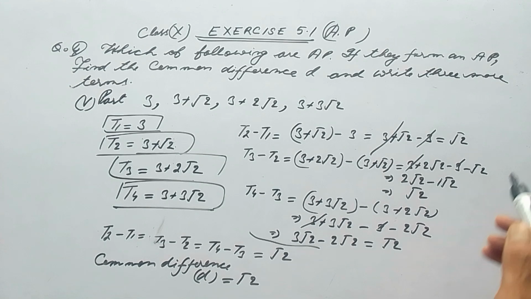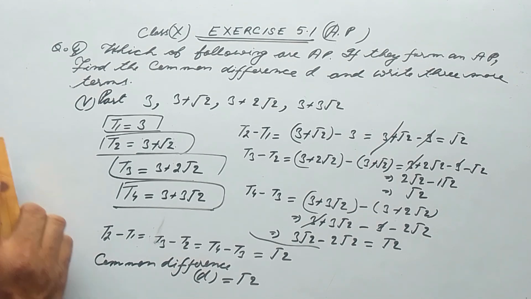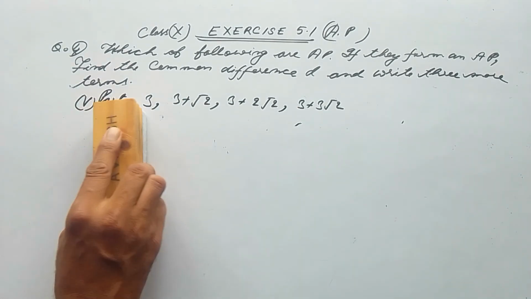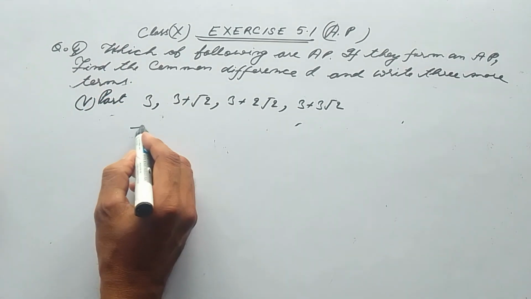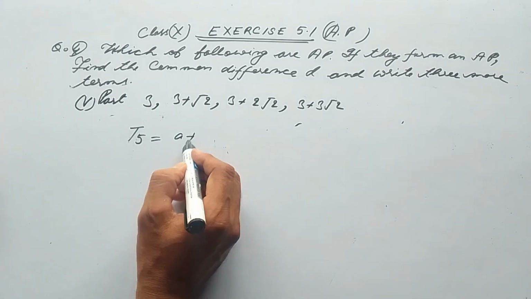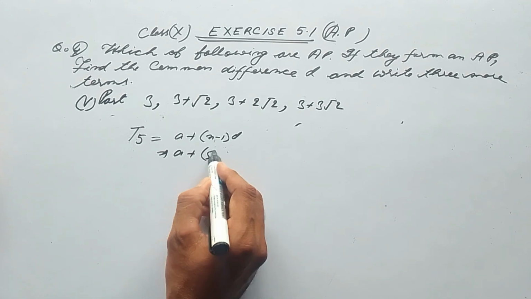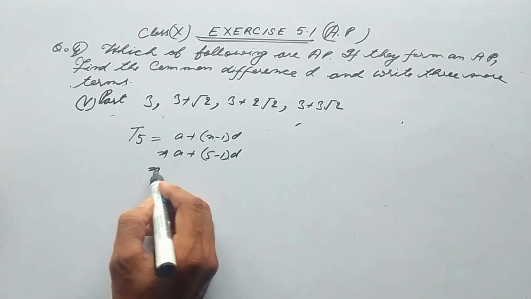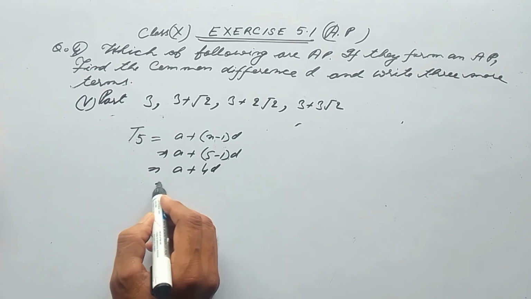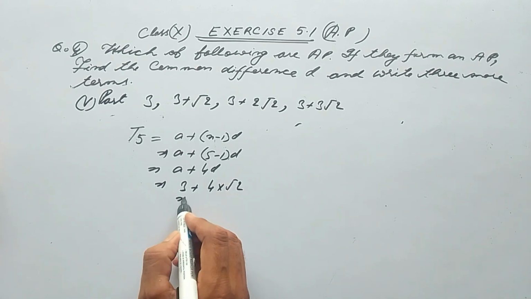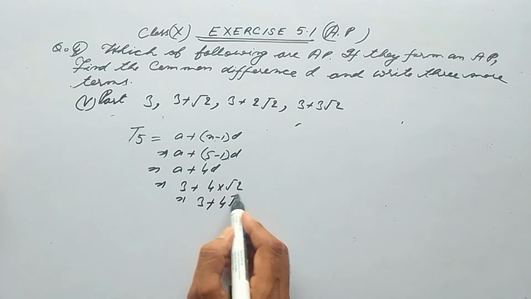Now T5 we have T5 equal to A plus n minus 1 D, A plus 5 minus 1 D, A plus 4 D. So value of A is 3, 4 times the difference, that is square root of 2. 3 plus 4 square root of 2.